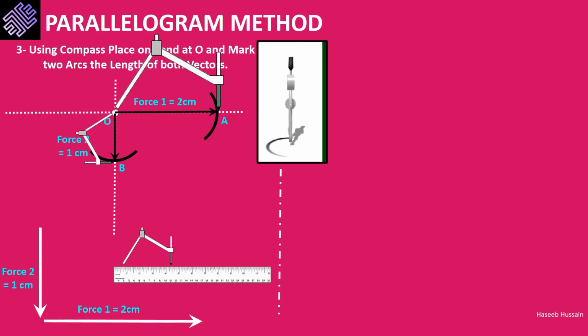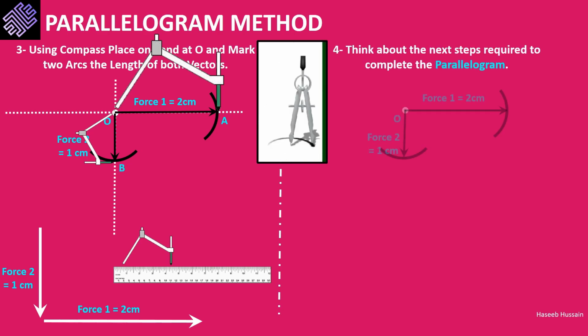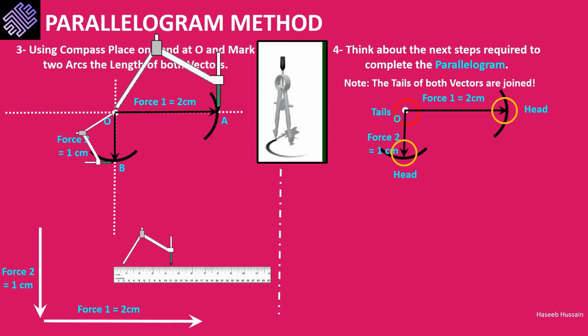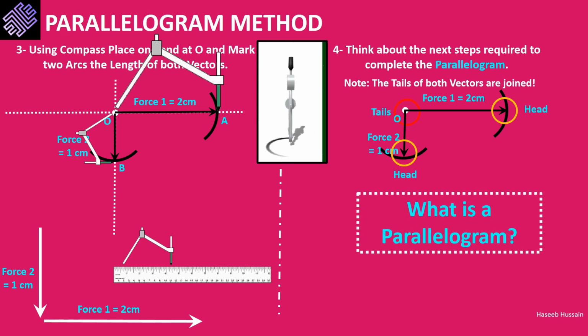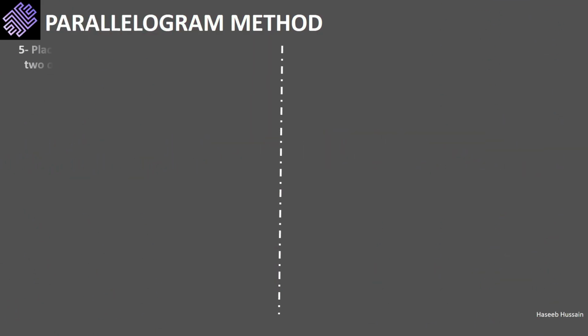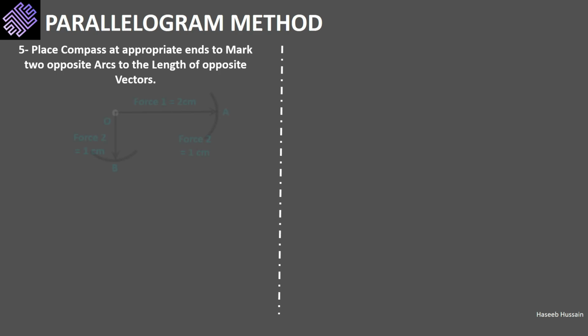Now that we have two sides of a parallelogram, let us pause for a minute. Note that unlike the vector triangle method, in this method the heads of both vectors point in different directions, but they are joined together by the tails at point O. But what is a parallelogram? We know that a parallelogram has four sides. So we need to draw two opposite but equal sides to complete the parallelogram. The side opposite to force 2 must be of 1 centimeter, while the side opposite to force 1 must be 2 centimeters. In order to complete our parallelogram, we will now draw the remaining two sides.